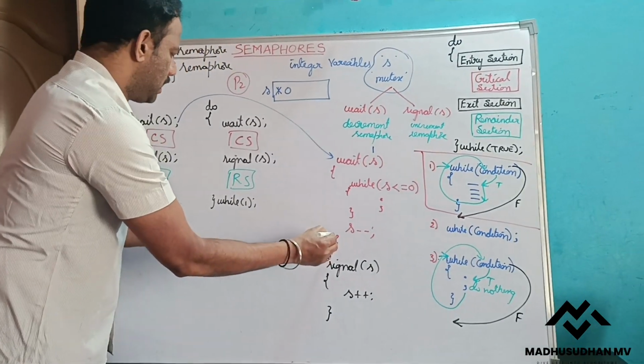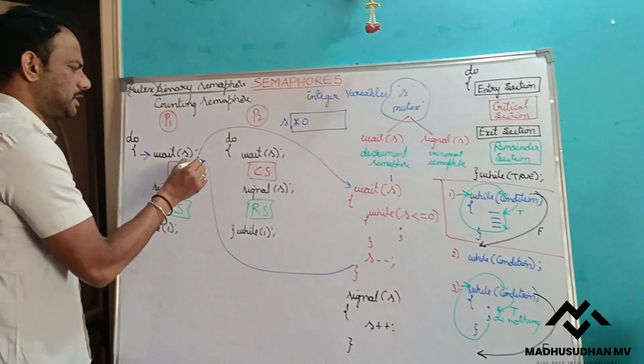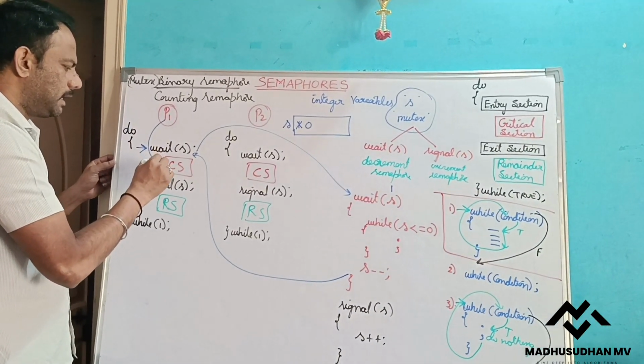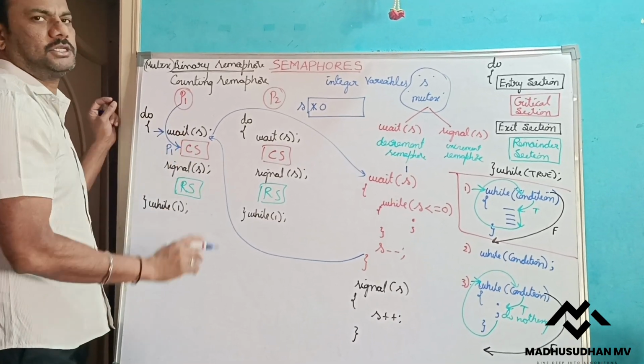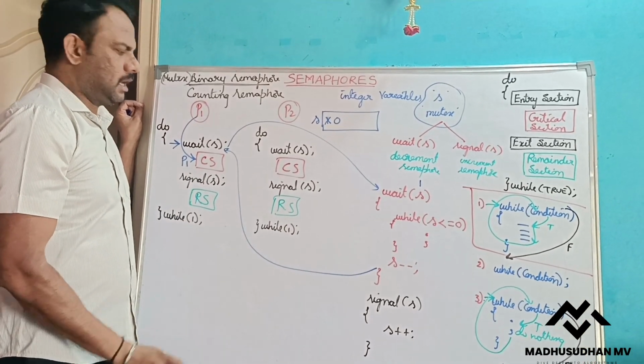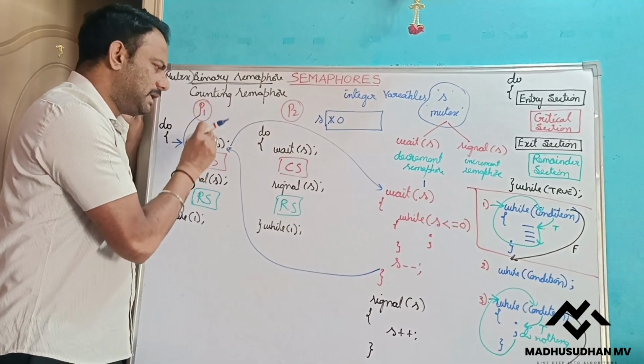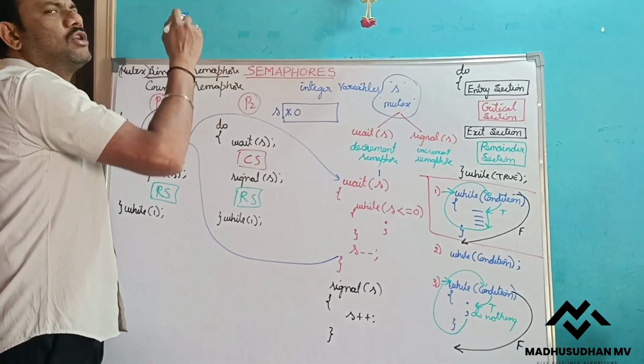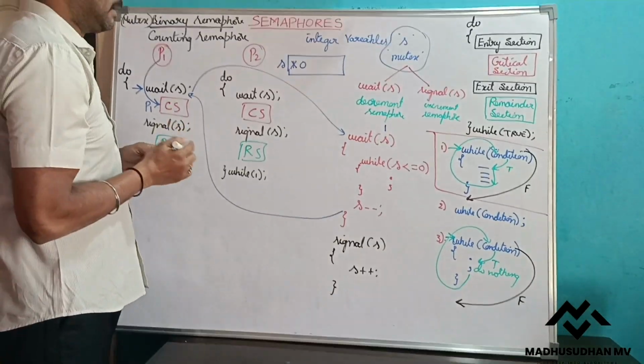After executing all the statements, control goes back to the next statement, and after that, process P1 enters into the critical section. Now assume process P1 is in the critical section. At this time, assume P2 also wants to enter the critical section.